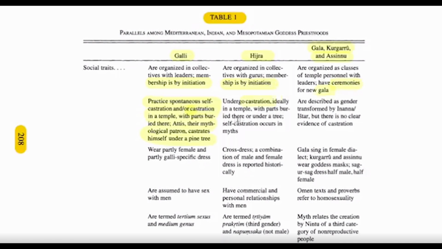Okay, so in this part it says that they practice spontaneous self-castration, and they do this in a temple, and they also do this under a pine tree. One famous pine tree I know is the pagan Christmas tree. That happens to be very popular in our Babylonian society, so there's a connection right there. And that's for the Gali. For the Hijra, it says the guru also undergoes castration in a temple, so very similar. So it's just the same thing going on in a bunch of different cultures, but it's all just very similar.